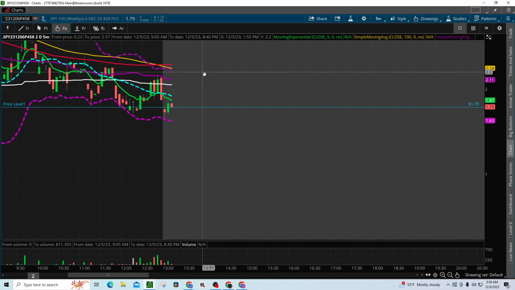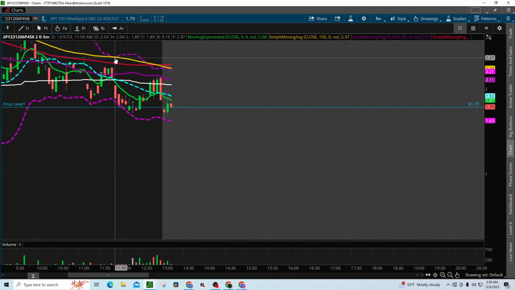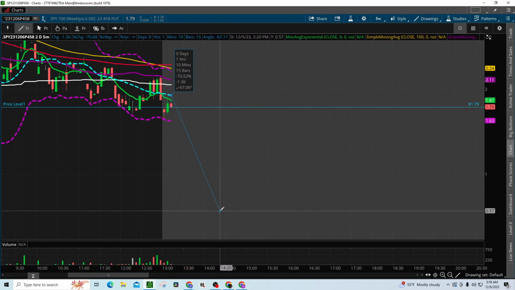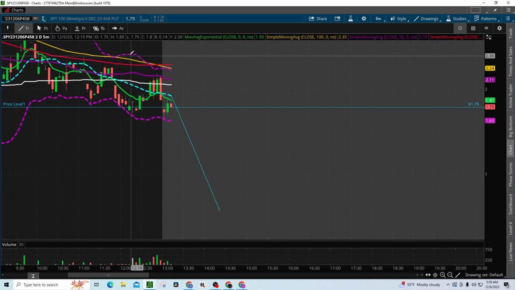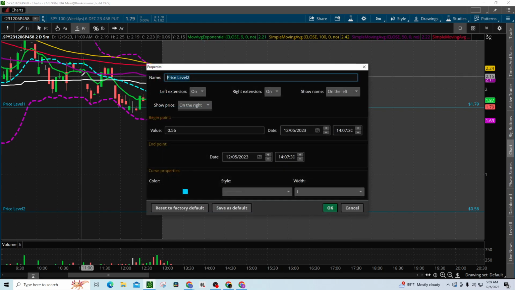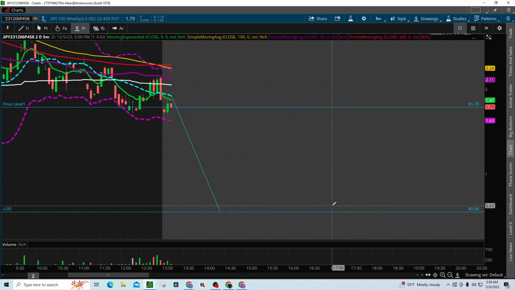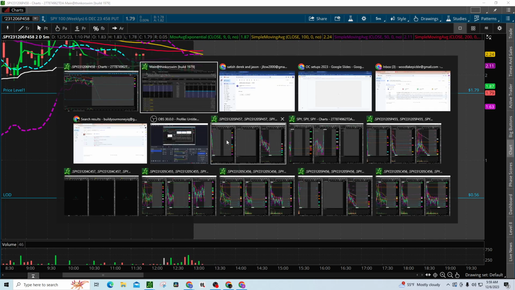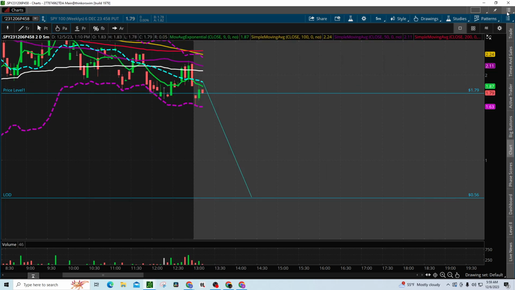Coming into the open, when these print, they're going to lose a ton of value. So they're going to open right around here, around this 60-cent mark, if not less. So I'm going to right click here, low of day. I just put low of day. This is going to lose value once again because SPY gapped up.